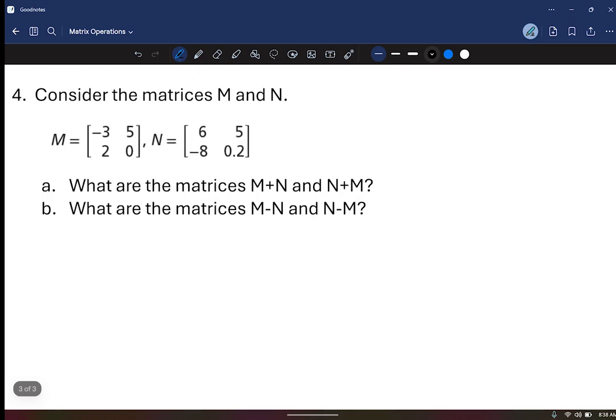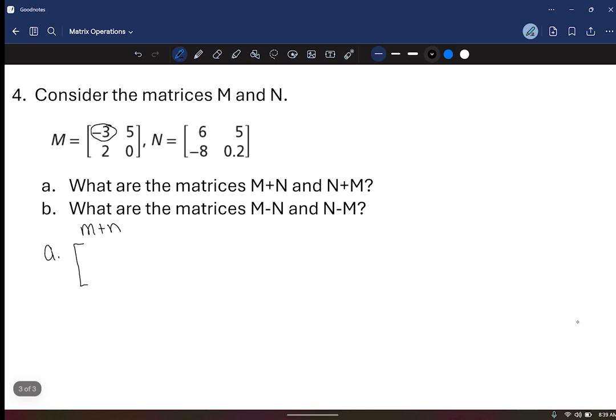All right, so consider matrices M and N. So we have a 2 by 2 and a 2 by 2. They're wanting us to add and subtract. So first we are adding M and N, and then we're going to add N and M. And if you know about addition, you know it doesn't matter which way we add, we should get the same thing. So if I add together, let's do M plus N first.